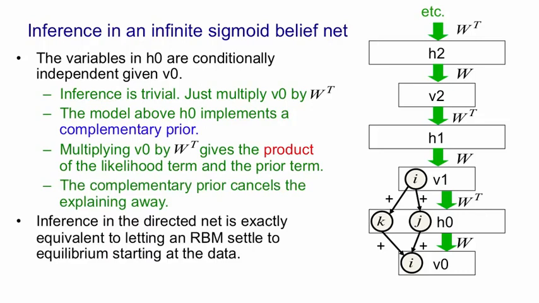So we can do inference for every layer and get an unbiased sample at each layer simply by multiplying V0 by W transpose. Then once we've computed the binary state of H0, we multiply that by W, put that through the logistic sigmoid and sample, and that will give us a binary state for V1, and so on all the way up. So just as generating from this model is equivalent to running the alternating Markov chain of a restricted Boltzmann machine to equilibrium, performing inference in this model is exactly the same process in the opposite direction. This is a very special kind of sigmoid belief net, in which inference is as easy as generation.